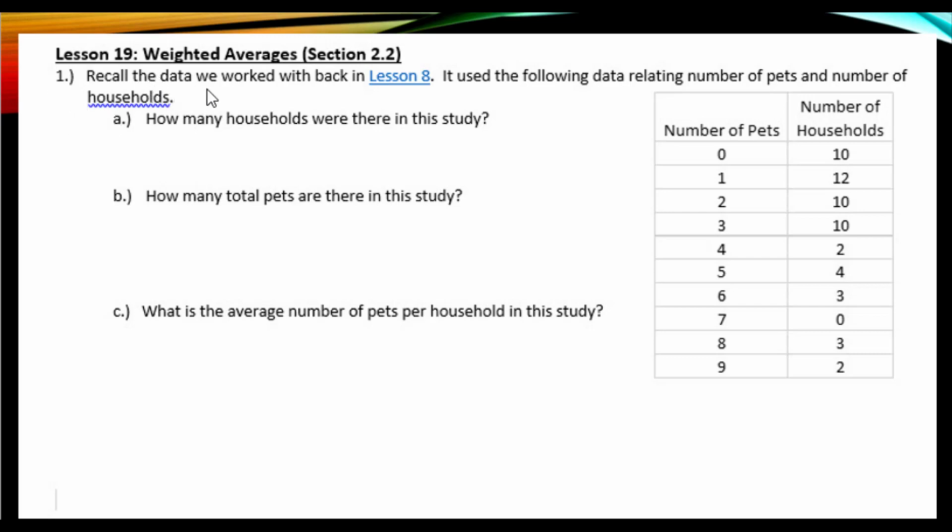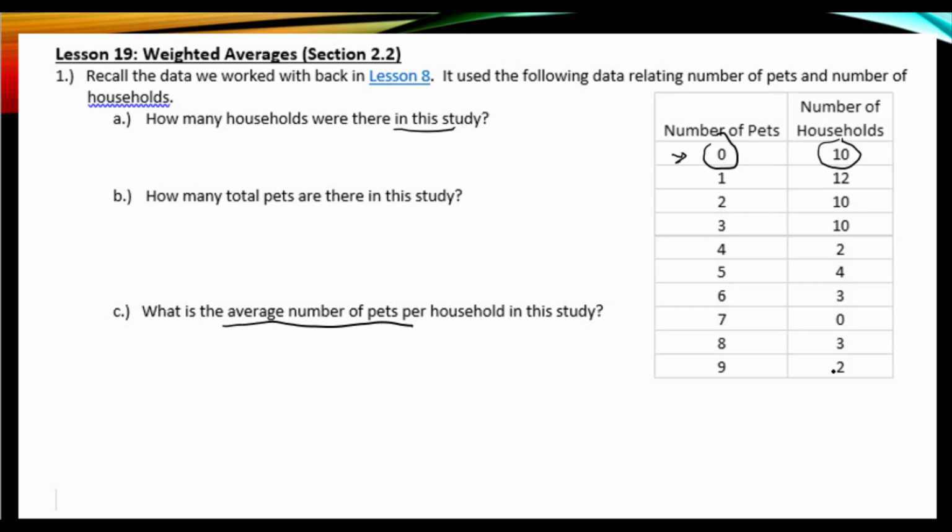So recall the data we worked on back in lesson 8, where we had number of pets and number of households. We would read this as 10 households in the survey had 0 pets, 12 households had 1 pet, etc. We're going to find the average number of pets per household. That's our goal. So how many households were there in this study?